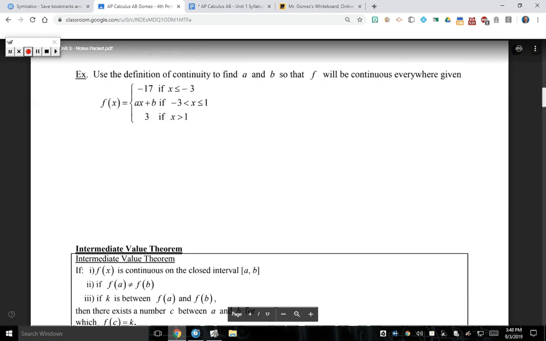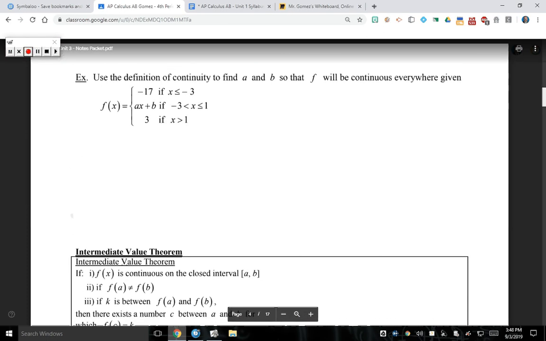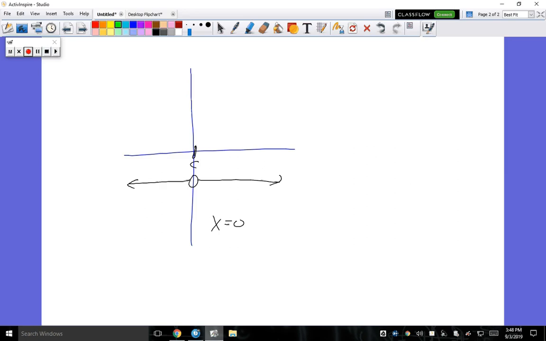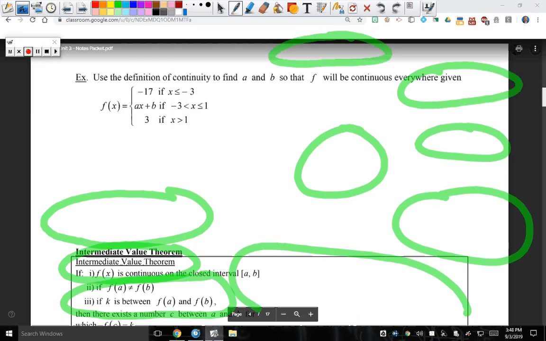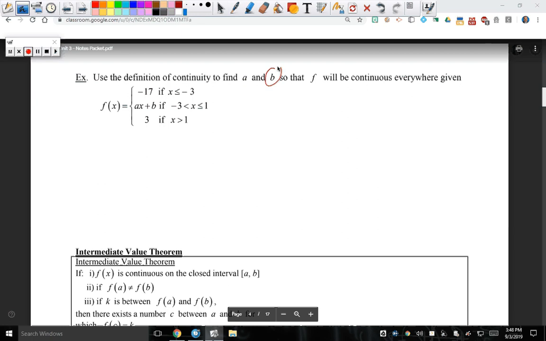So next time we're going to do intermediate value theorem. But we're going to do this. Use the definition of continuity to find an A and B so that F will be continuous everywhere. So together, we're trying to find what are these two variables right here and here that would make this continuous everywhere. There's a lot of points. First, let's start off with what if. What if x equaled what, do you think?